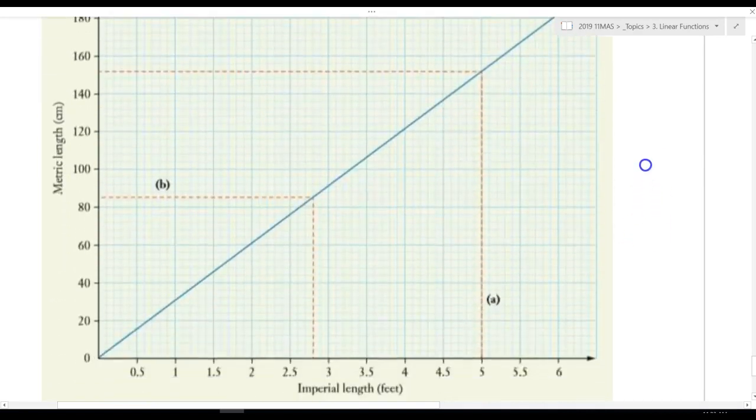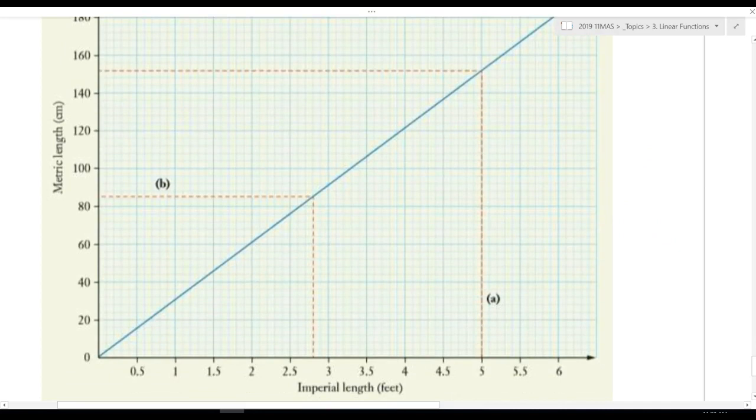All we need to do is to take the value that we know on the correct axis and extend either vertically or horizontally until we hit the graph, until we hit the line, and once we hit the line we change direction and head directly to the other axis.